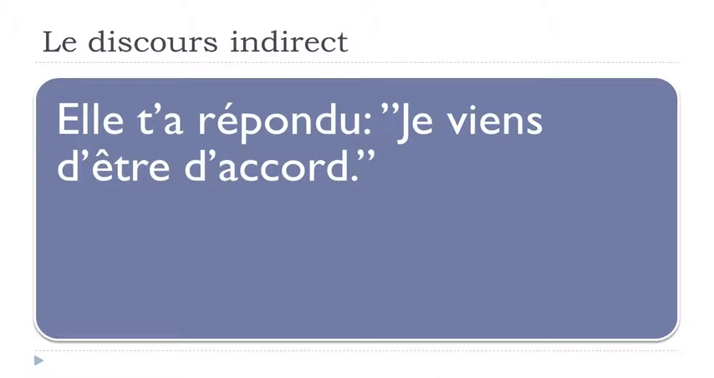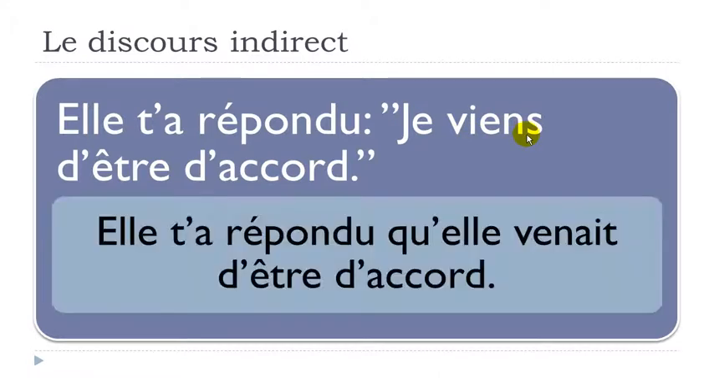Elle t'a répondu, je viens d'être d'accord. Okay, so this is what we call le passé récent. So it's the verb venir, and here it's the present form. Okay, and you will have to modify it and to put it at the imparfait form here. Elle t'a répondu qu'elle venait d'être d'accord. Okay, so the only thing that you will have to modify, it's this verb here, venir. So when you've got this passé récent, it's at the present form. It will be here at the imparfait form. Okay, elle t'a répondu qu'elle venait d'être d'accord.